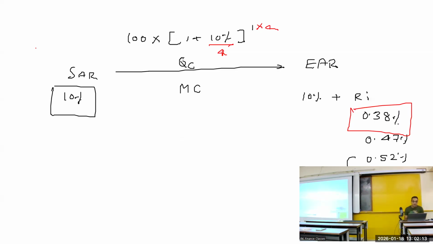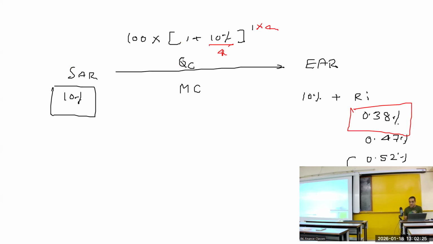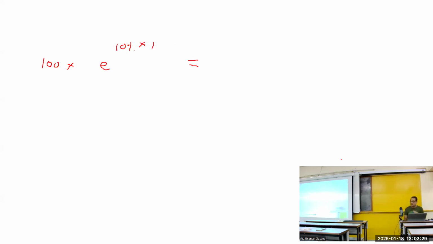Okay, I am doing 100 into e raised to rt. R is 10% and t is 1 year. Okay, I'm going to get the answer, which I know is going to be 10.52%. Okay, let's see how to do this. And second one, I want to do like this: 100 into e raised to x into 1 or x into 2, and that's equal to 150. I need to solve for that x.